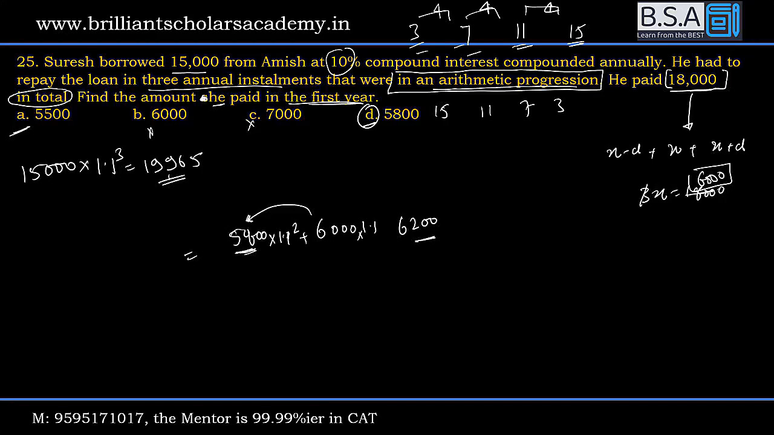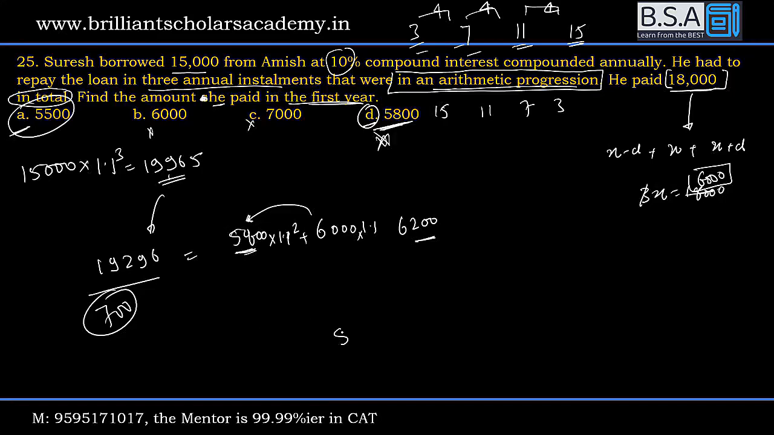5800 times 1.1 square plus 6,000 into 1.1 plus 6,200. So what I have got for you here is these three add up to 19,296. There is a 700 rupees gap. The money is falling short. Let me try this one.